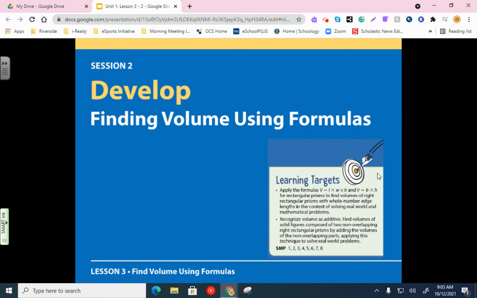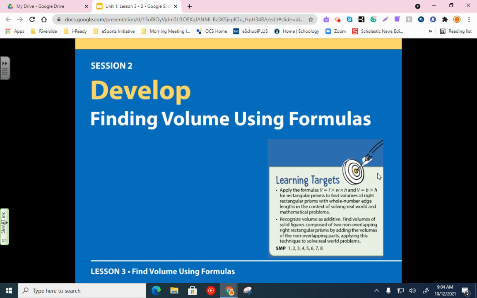All right, so we are continuing with lesson three. This is second session, so we're just continuing on with volume. We're focusing more on using formulas to find the volume. Instead of counting up cubes, we'll use formulas, and we'll talk about the two different formulas again and review those.